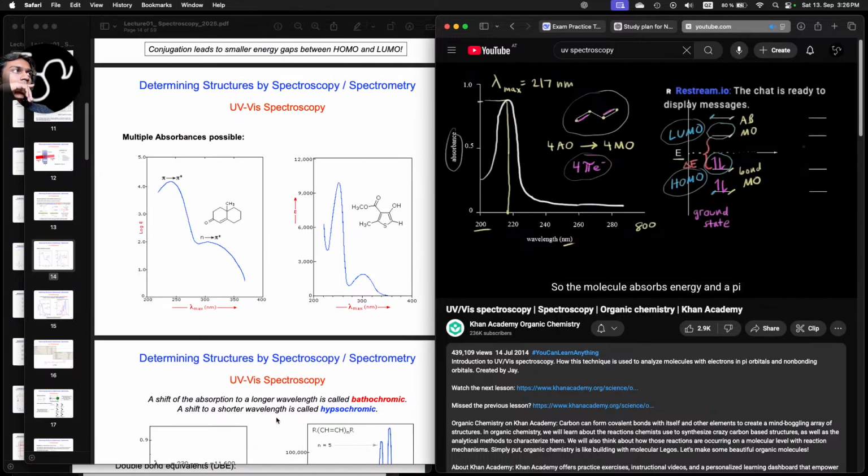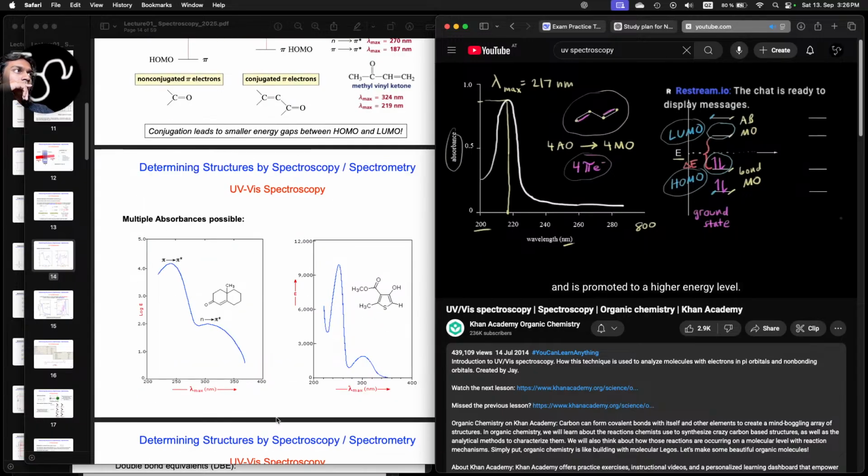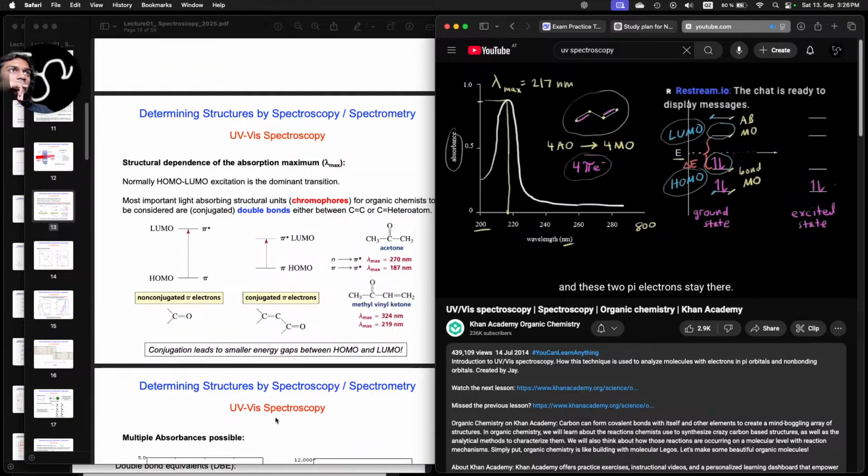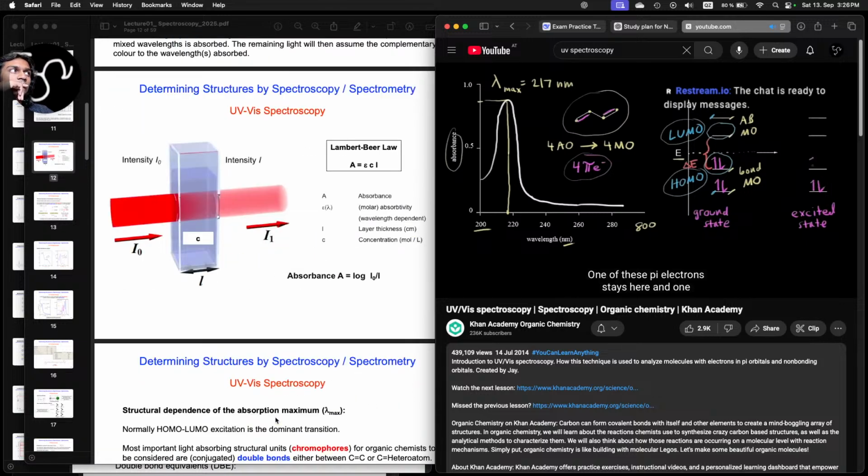So a pi electron absorbs energy from the light and is promoted to a higher energy level. Now we're talking about the excited state. We shine light on the molecule, so this is the excited state of butadiene. One of these pi electrons stays here, and one of the pi electrons absorbs the energy from the light and is promoted to a higher energy level. I'm saying this one right here is going to go to the LUMO. It goes from the HOMO to the LUMO.